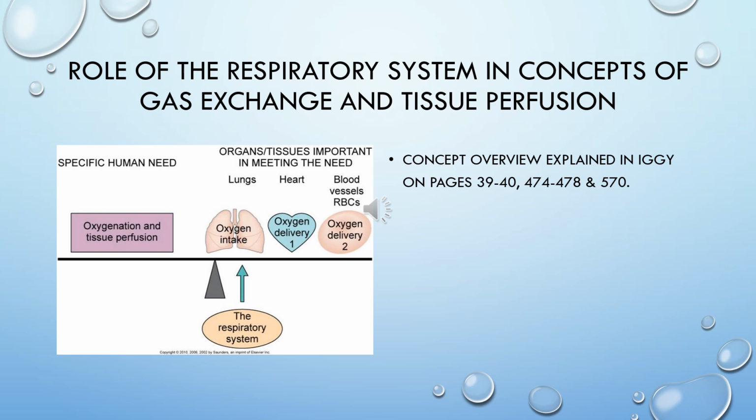So I've got in here an IGI. There are some pages to kind of look over, page 508, 512, as well as 616 and 617. The first little part of that chapter really helps identify how that concept works with gas exchange and tissue perfusion as it relates to lung function.